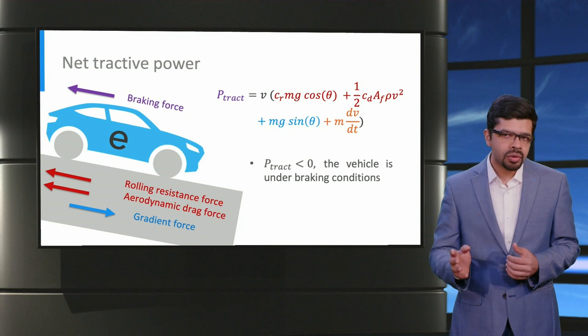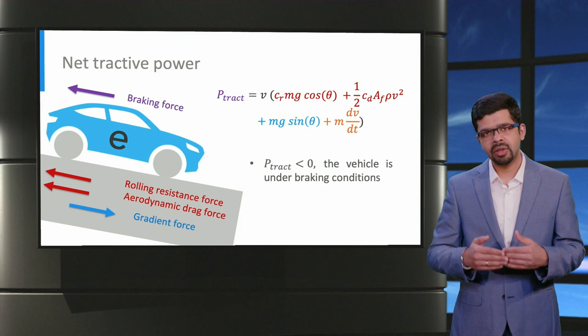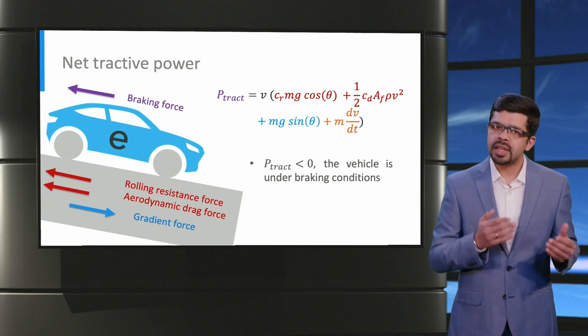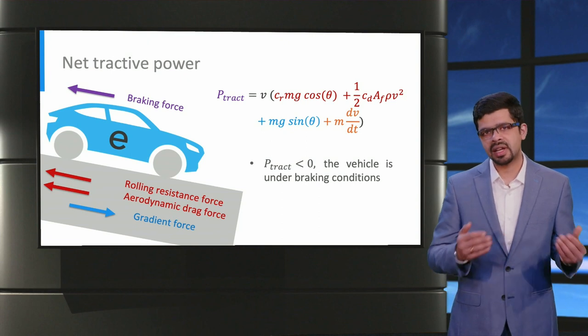It is crucial to note that it follows from the formula that a vehicle slowing down, that is dv by dt less than zero, does not imply that the powertrain is under braking conditions, or P_tract is less than zero.